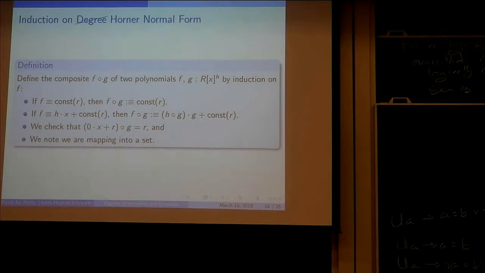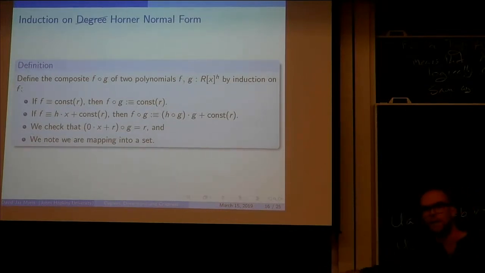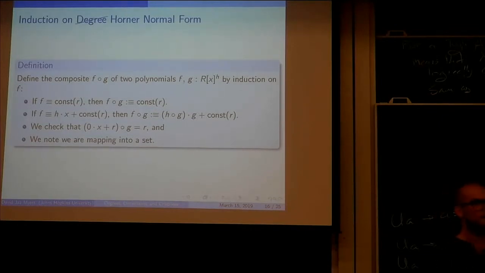We say that if our polynomial is constant, then the composite is constant. And if we have it in some form like this, then we just plug in the other polynomial for x. And then we check, so this is mapping out of a higher inductive type, so we have to check that it satisfies this equality. We check that this works. Pretty straightforward, do the defining equation, and then we just realize we're mapping into a set.